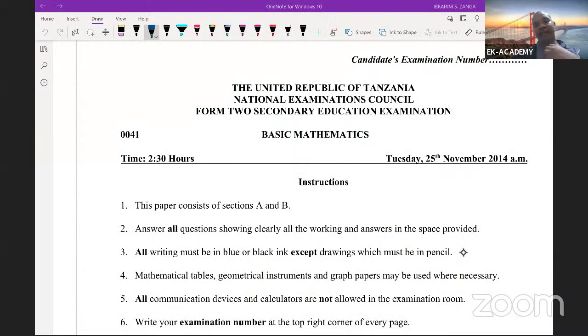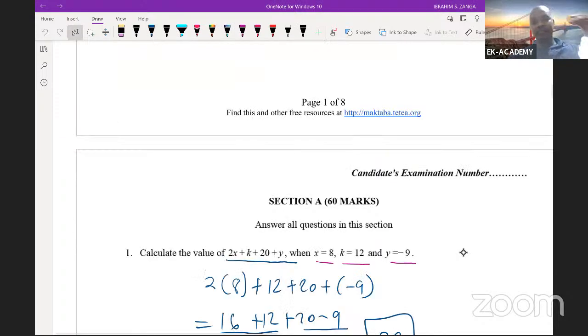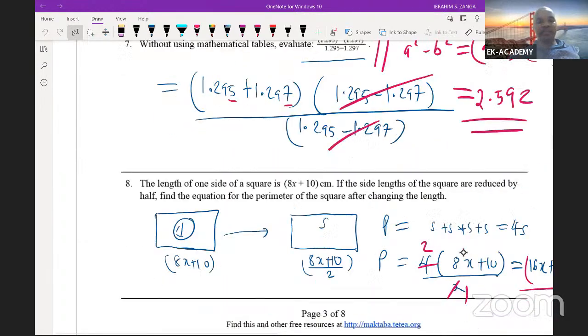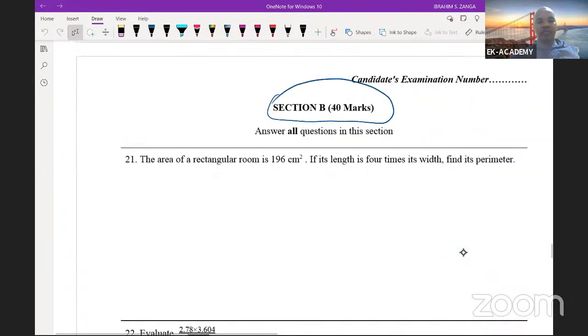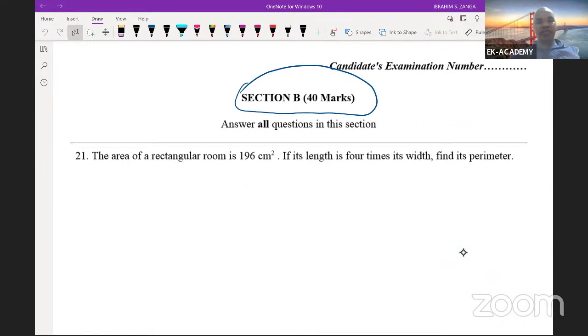So we start our discussion directly, and I'm going to share my screen. Here is my screen. In the previous session, we discussed Part 1 of this exam, and today we are going to continue with Section B, question number 21 to question number 25. Here is question number 21, Section B of this exam.